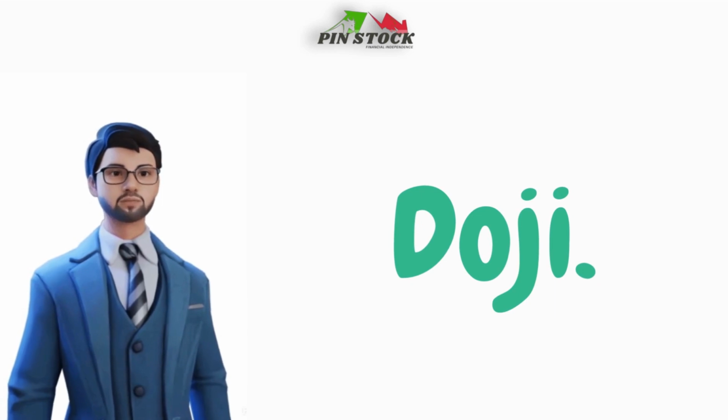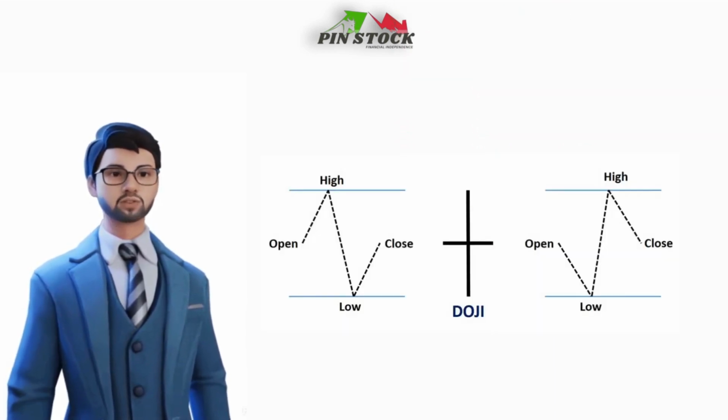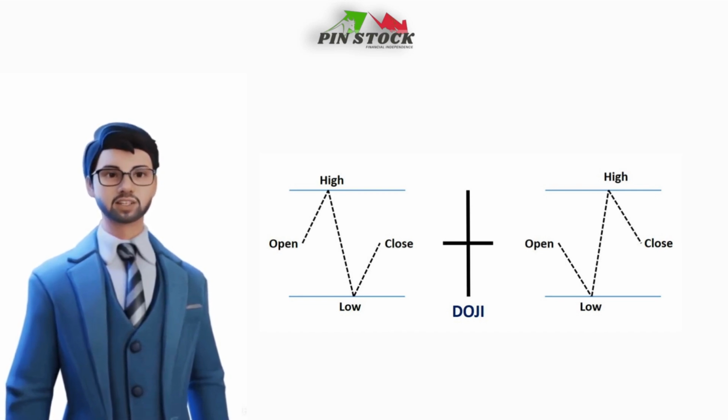Let's meet our first character, the Doji. Picture a cross on your chart. That's a Doji. The opening and closing prices are almost identical, creating this unique symbol. But what does our Doji friend signify? Well, it's like a tug of war between buyers and sellers, a sign of market indecision. Neither side has won the battle, hence the almost equal opening and closing prices.